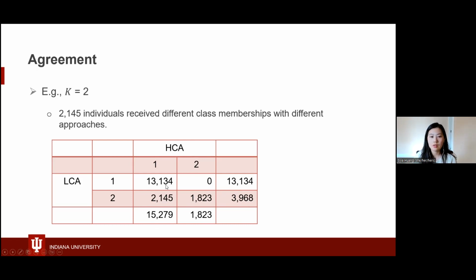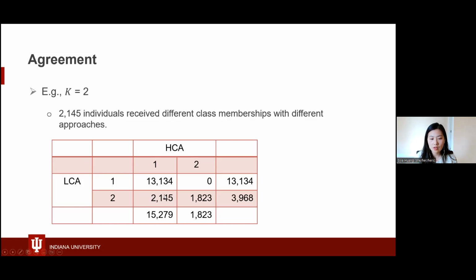If we look at this 2 by 2 confusion matrix, along the diagonal is the number of children who received the same classification, who are grouped together. There are quite a large number of children receiving the same membership based on the two approaches. However, what deserves attention is this part, these 2,145 children, because they received different class membership with the different approaches.